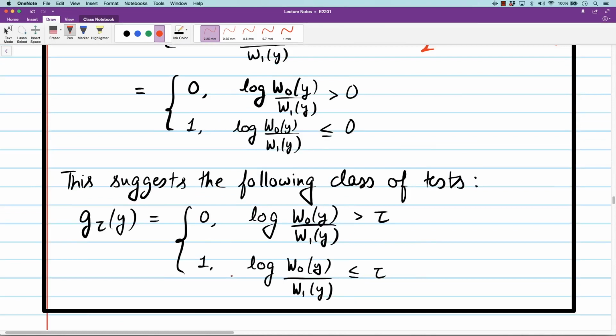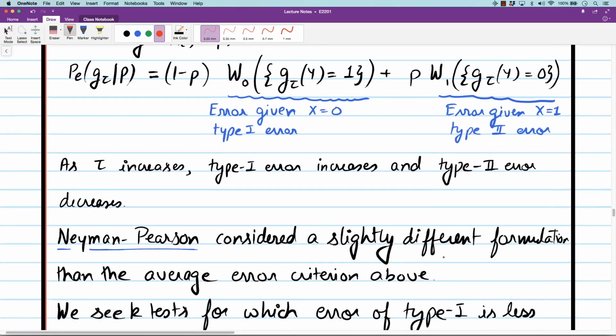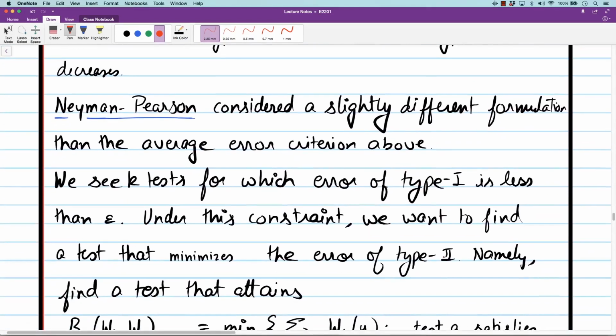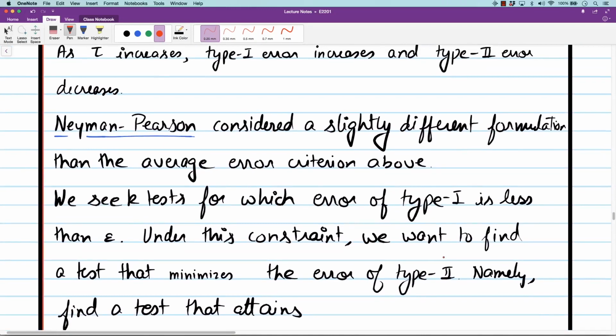Okay, but you increase the number of points included in one. So you can verify that what happens is type 1 error increases, but type 2 error decreases. So what Neyman and Pearson did, they considered a slightly different formulation. They considered a slightly different criterion for optimality for a test.